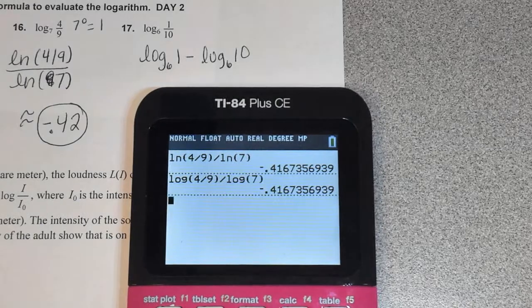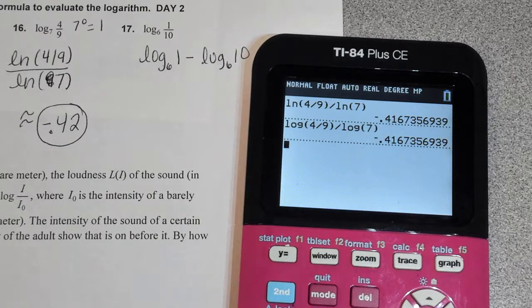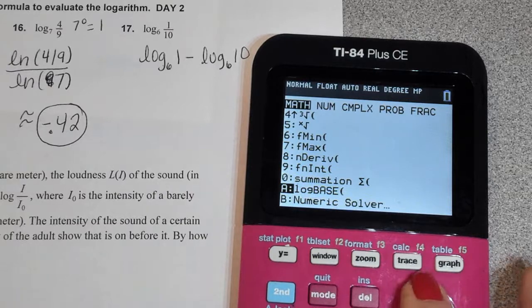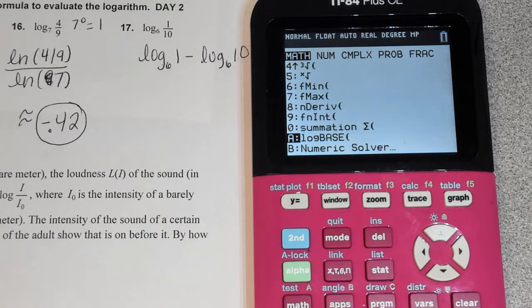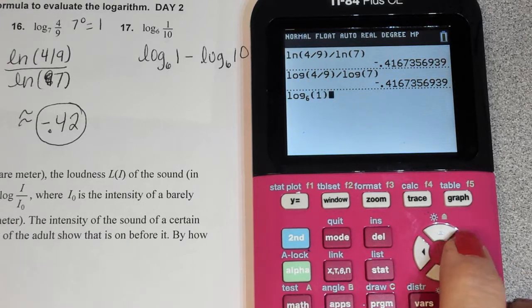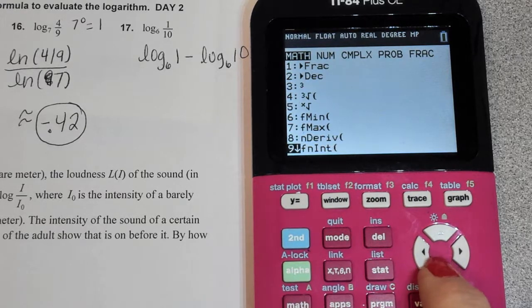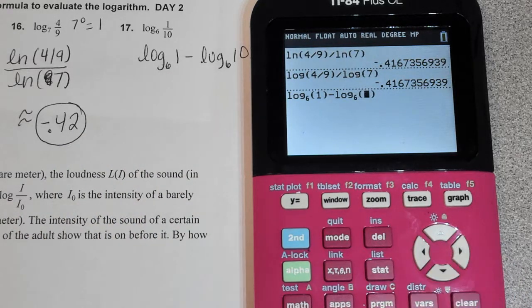Now, here I want to show you another way you can do the change of base. All right, this is pretty cool. If you go on your math, and I'm looking for log base, there it is. This is really nice with these newer calculators. Instead of using my change of base formula, I can just type in log base. See what it does? It asks me, what's your base? And go back to that math. Scroll down there, I think it's letter A. Log base 6 of 10. And I can get that answer.